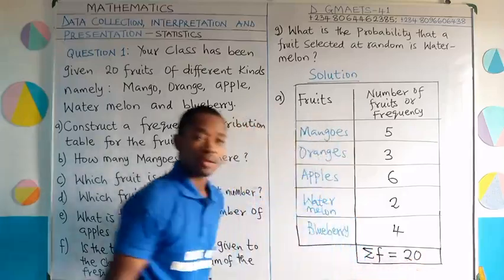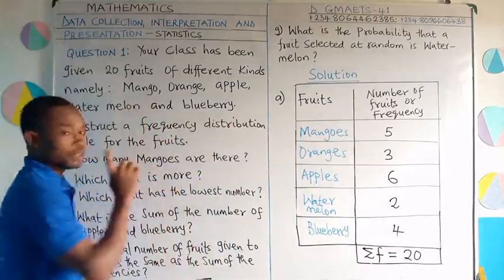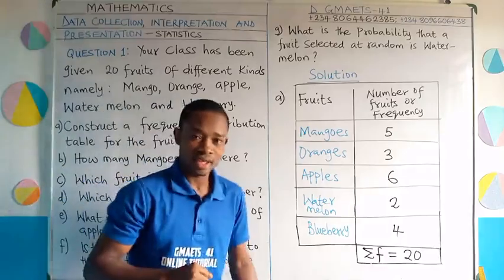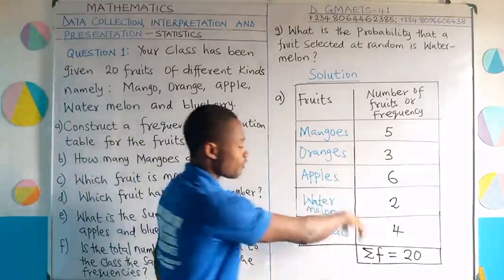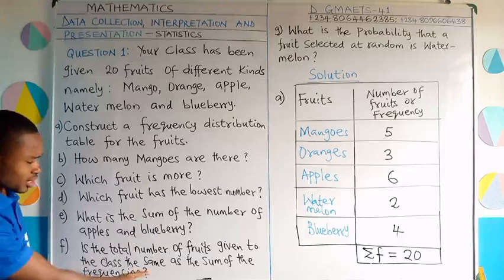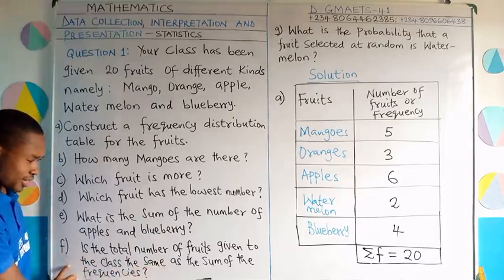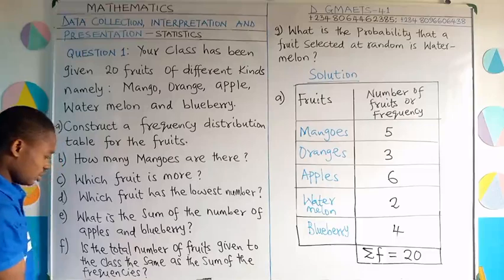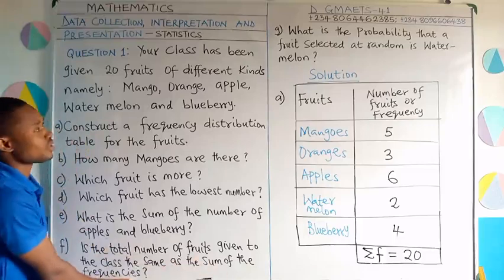So I think Mr. So and so, my friend, he was correct in saying that there are 20 fruits in the fruit bag that I brought to the class. We found out already. The total frequency gave us 20, which is the same as the total number of fruits. I think that actually helps to interpret this F part. Is the total number of fruits given to the class the same as the sum of the frequencies?